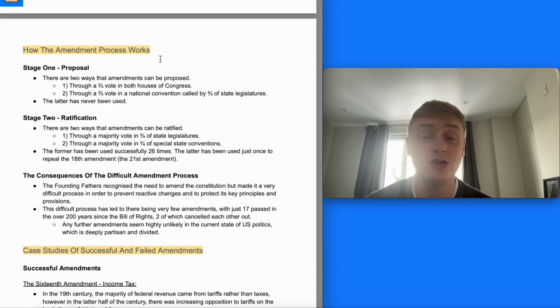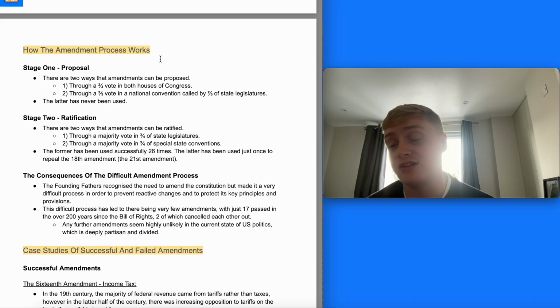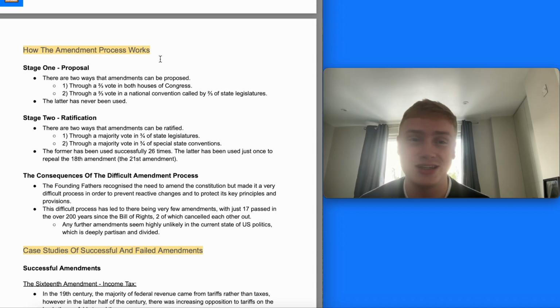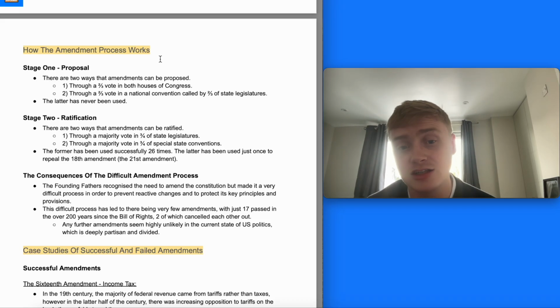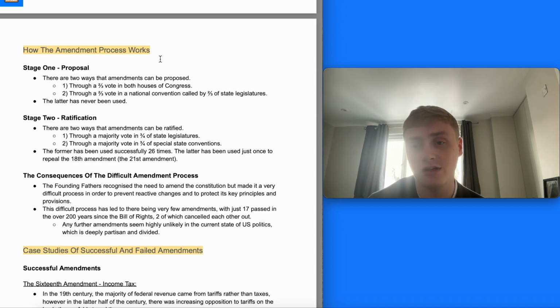You need supermajorities in both houses of Congress, which, especially in the current environment, is almost impossible to get on anything. And you also need 3/4 of states. And it's intentional. So the founding fathers recognised the need to amend the Constitution, but made it a very difficult process because they wanted to prevent reactive changes and to protect the key principles and provisions of the Constitution, which they thought was a very good document.